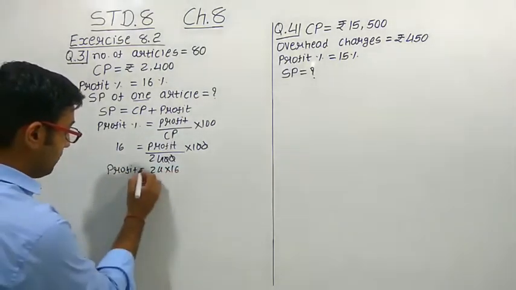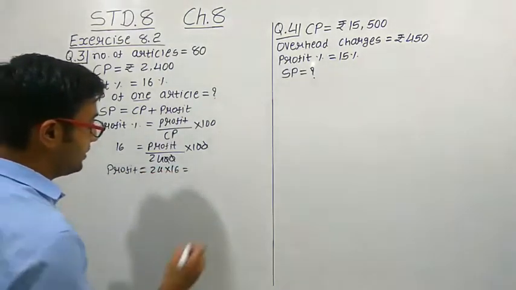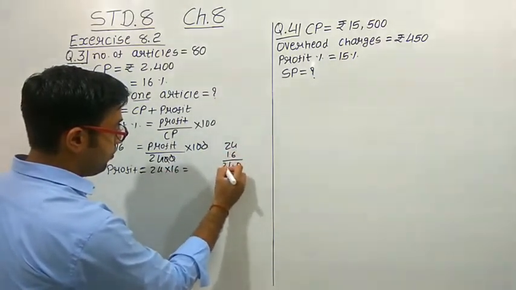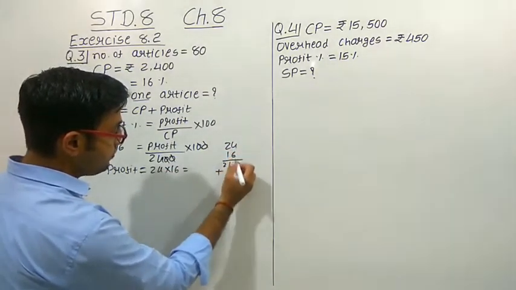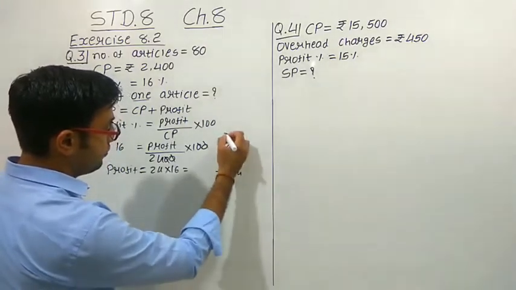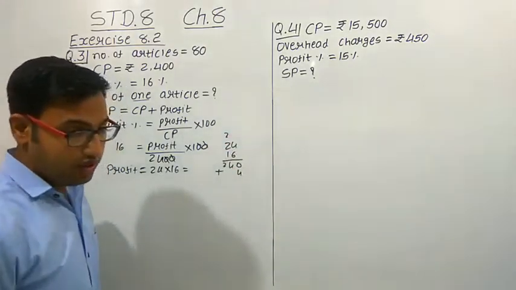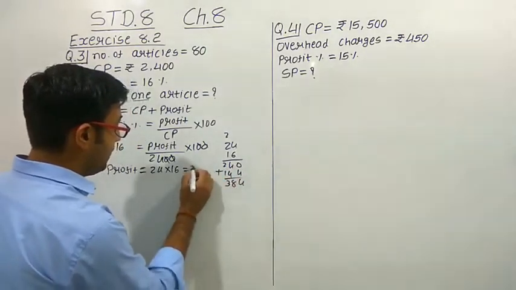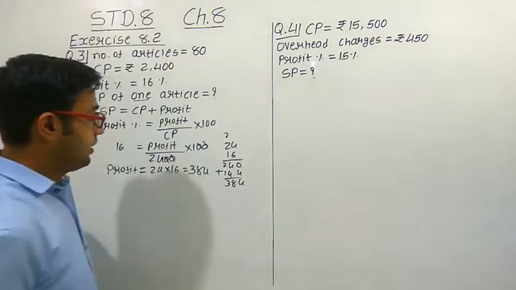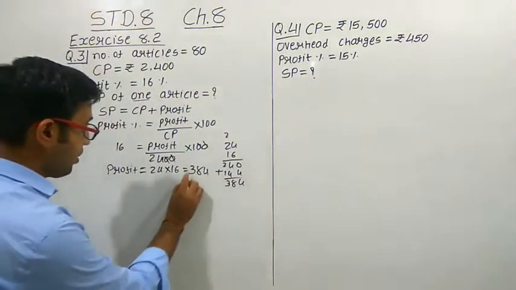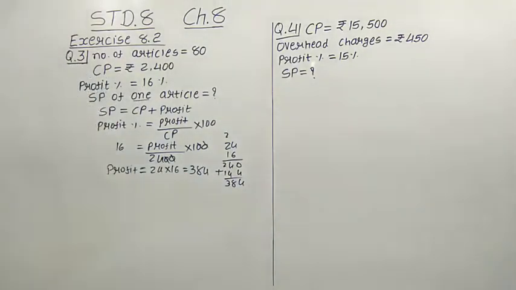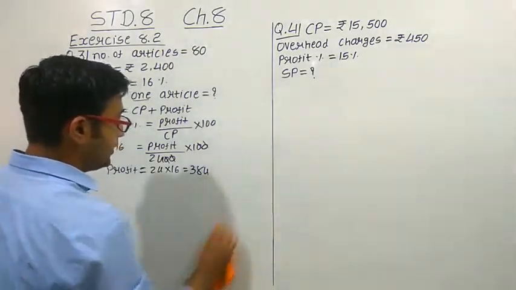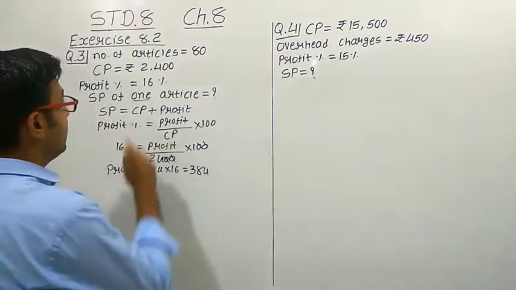And what is the multiplication of 24 and 16? Let us calculate: 24 times 16. 6 4s are 24, 2 is the carry, 6 2s are 12, 13, 14. Okay, 384. 384 is the profit the shopkeeper makes when he sells the total 80 articles.